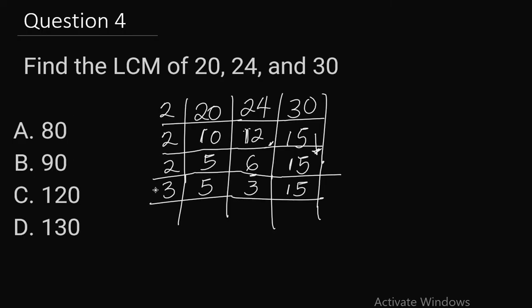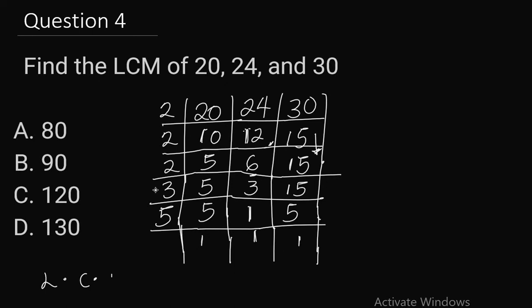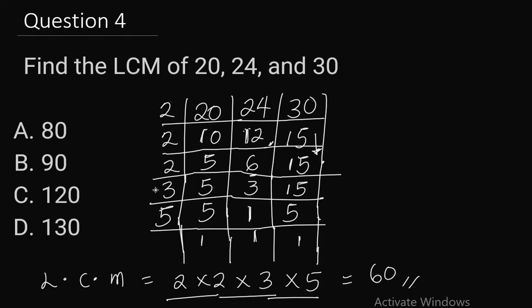5 divided by 3 is not possible. 3 divided by 3 is 1. 15 divided by 3 is 5. We are done with 3, then we'll go to 5. 5 divided by 5 is 1, 1, 1. So LCM equals 2 times 2 times 3 times 5. So 2 times 2 is 4. 4 times 3 is 12. 12 times 5 is 60. So you can multiply it yourself.